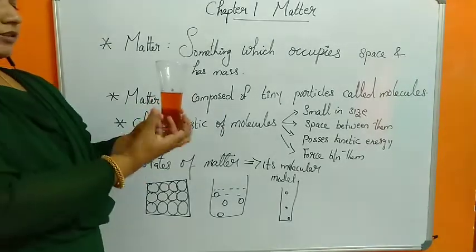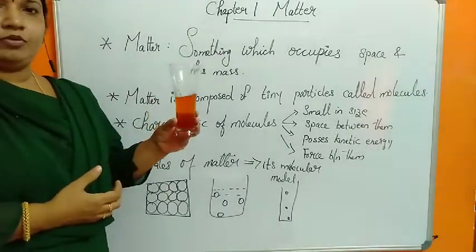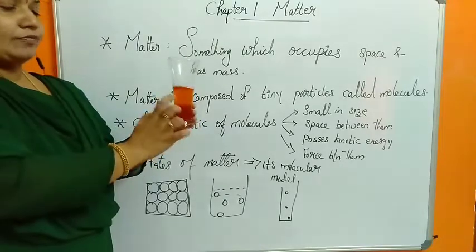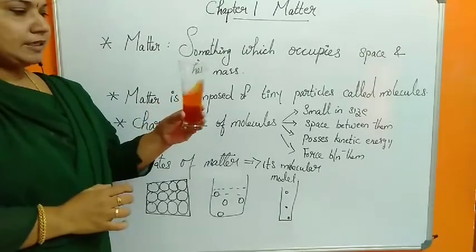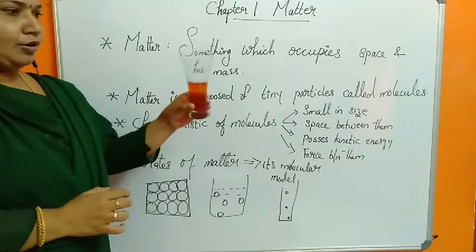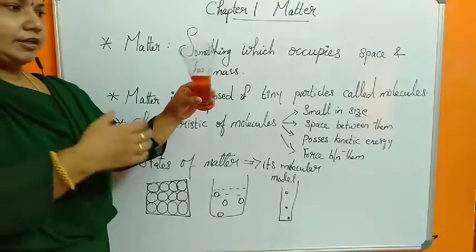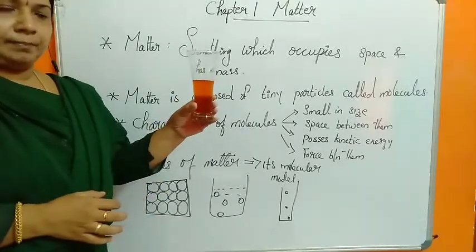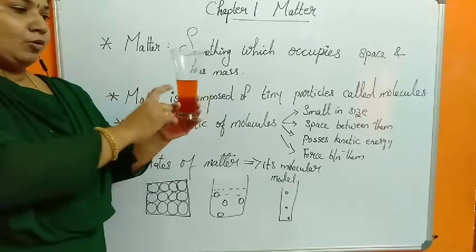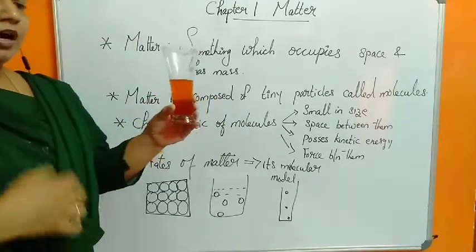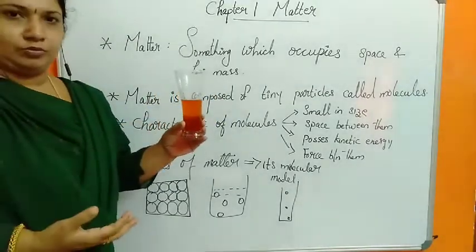It only has a definite volume. It acquires the volume of the container. But still you can see the molecules are free to move. When I just pour it, it may spill out, because the molecules of liquid are free to move.